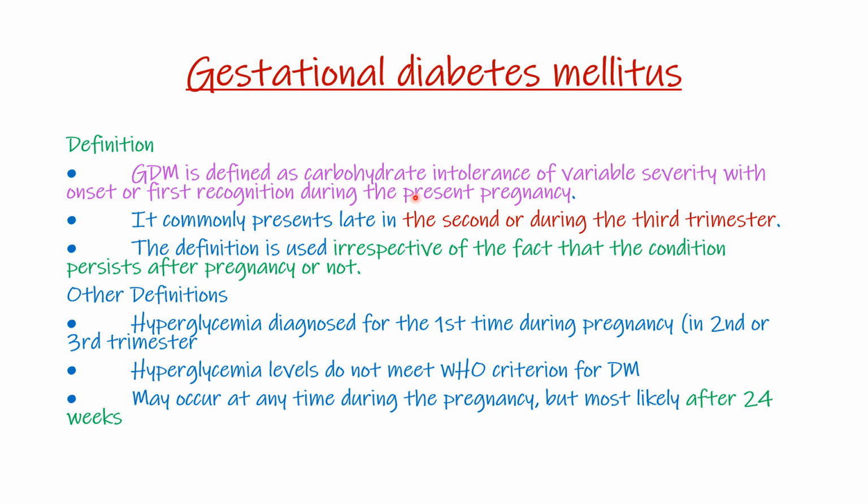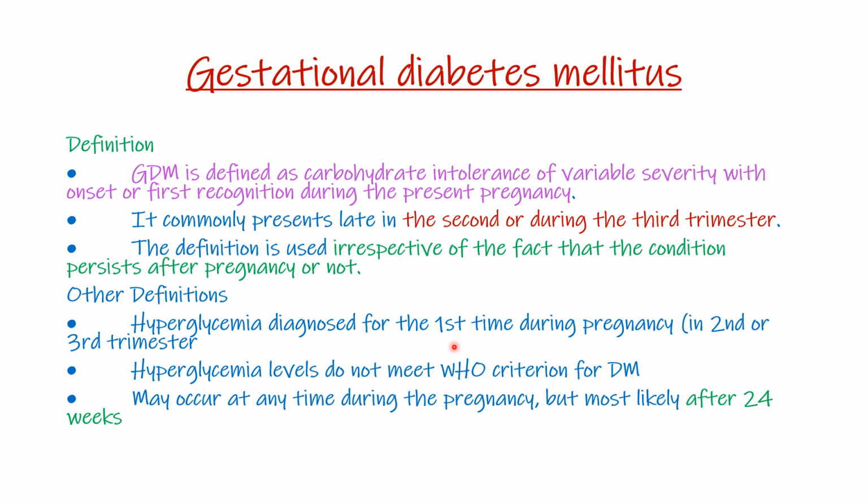So it is defined as carbohydrate intolerance of variable severity with onset, as I've said, or first recognition during pregnancy, and it's commonly present in the second or the third trimester. The definition is used, as I've said before, irrespective of whether the condition may persist after pregnancy or not. Another definition is hyperglycemia diagnosed for the first time during pregnancy.